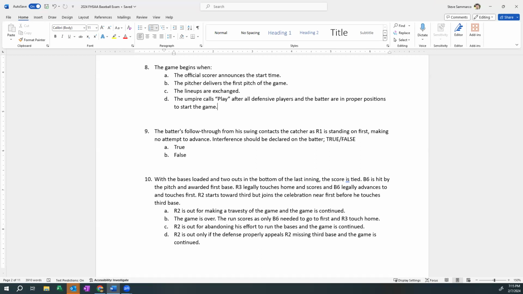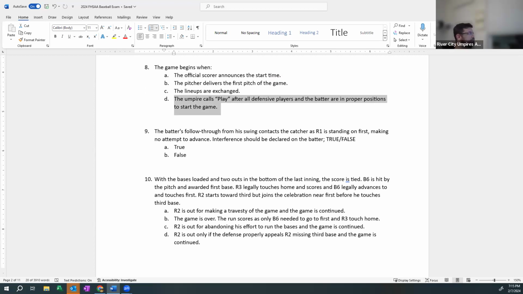You say play. D. Unless it's a PG game, then it begins when the umpire calls play and all infielders, pitchers, catchers are in position to start the game. Rule 4.2, Article 5. So it's going to be D, I guess. D. Yep.